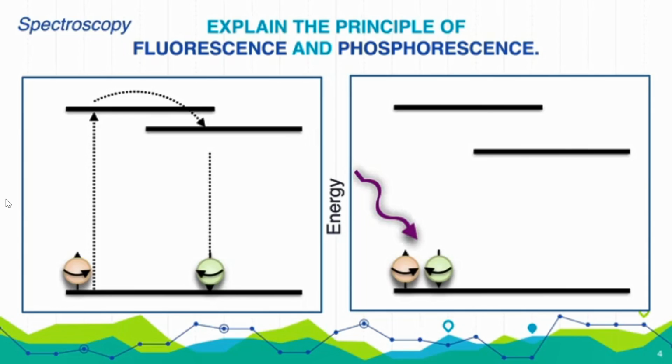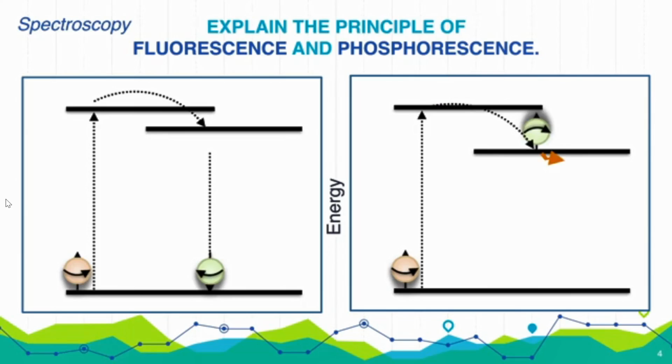At the same time, the spin of the electron gets reversed and it is now in triplet state. That is, both electrons have the same spin. In triplet state, there is less chance of the electron coming back to ground state because pairing of electrons with the same spin is not favorable. Thus, it takes more time to reverse the spin and come back to ground state.